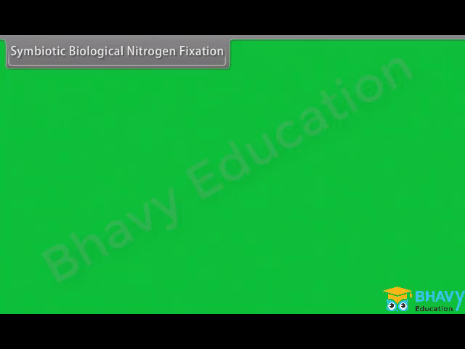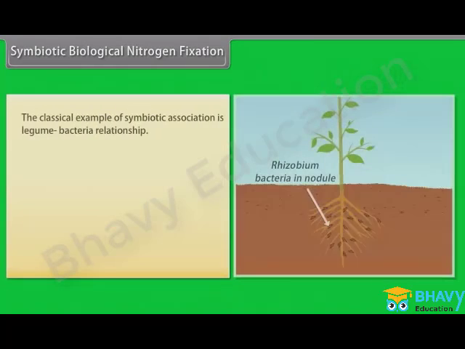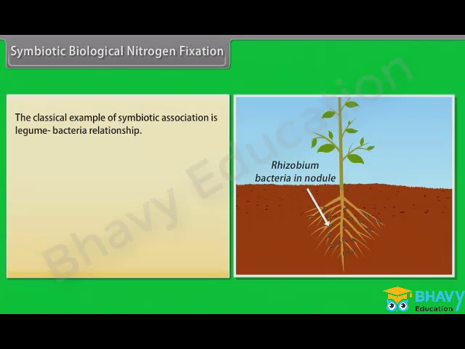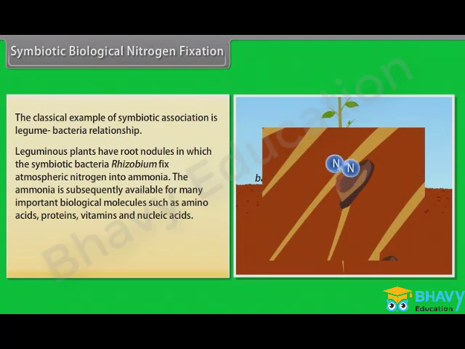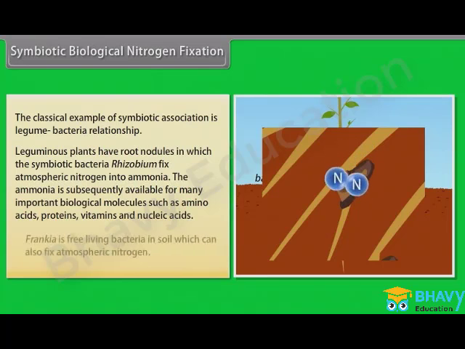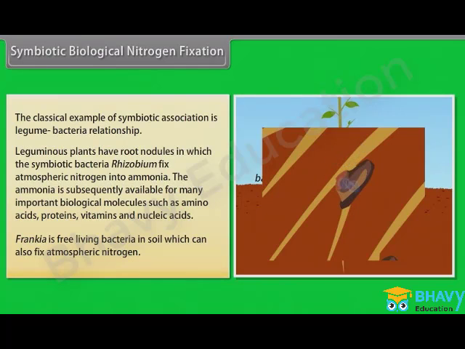Symbiotic biological nitrogen fixation. The classical example of symbiotic association is the legume-bacteria relationship. Leguminous plants have root nodules in which the symbiotic bacteria Rhizobium fix atmospheric nitrogen into ammonia. The ammonia is subsequently available for many important biological molecules such as amino acids, proteins, vitamins and nucleic acids. Frankia is a free-living bacteria in soil which can also fix atmospheric nitrogen.